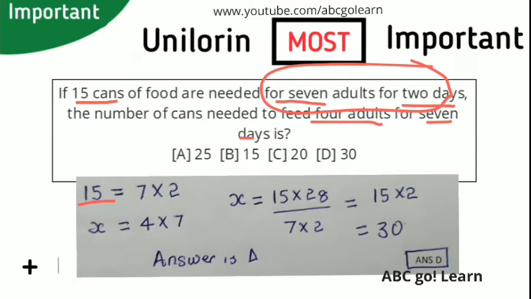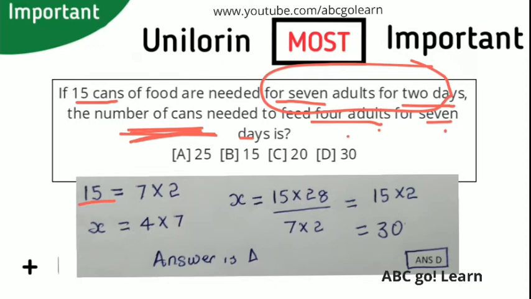So now x is also equivalent to what? I used x to represent the number of cans. We were not given the number of cans that these 4 adults used for 7 days, so I used this very x to represent the number of cans. So now it's equivalent to 4 adults times 7. Just multiply it together.